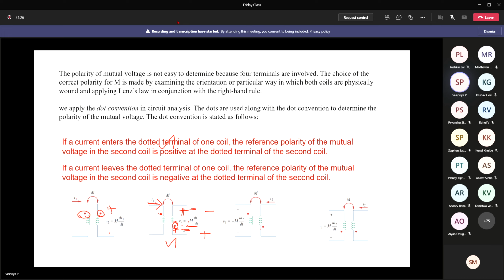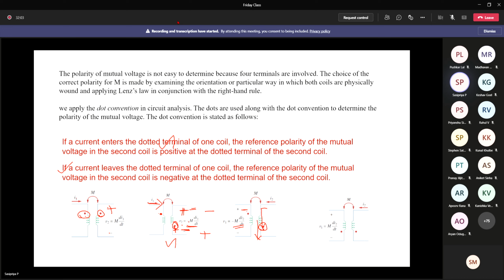Same way, now here the current is leaving. So what is the second point? When you have the leaving current at the dotted terminal, then the polarity of the voltage will be negative. How do I say this is a leaving current? Because the current is going to enter like this, no? So at the dotted terminal, it is a leaving current. When you have a leaving current at the dotted terminal, then the voltage produced here will be negative.